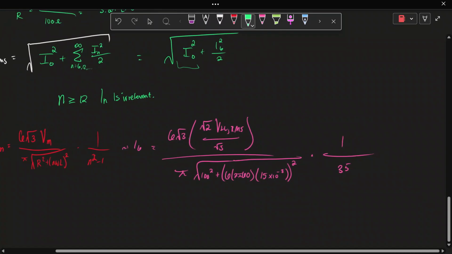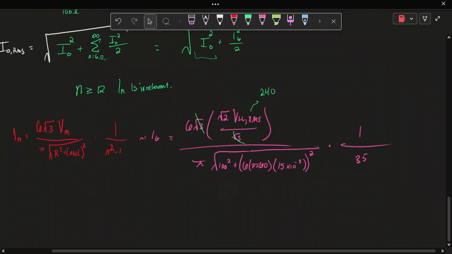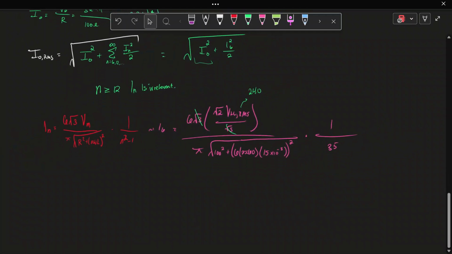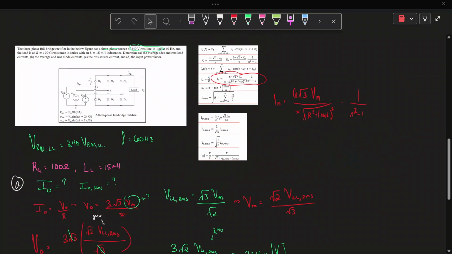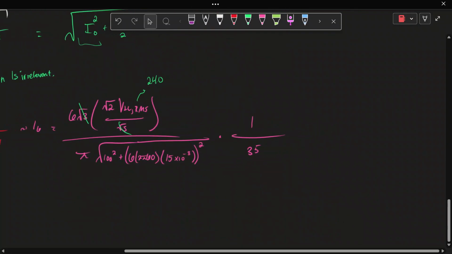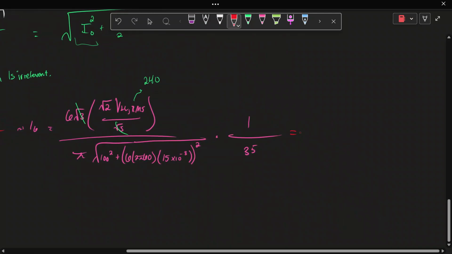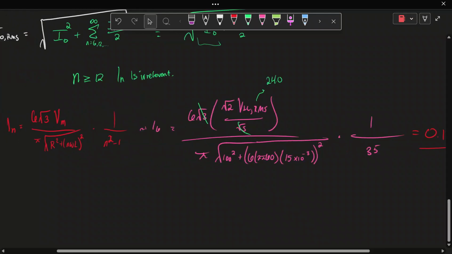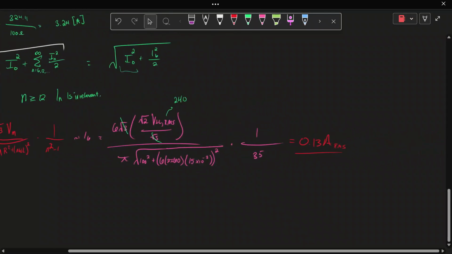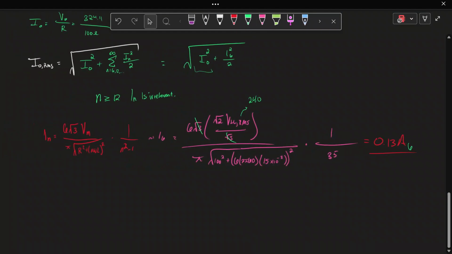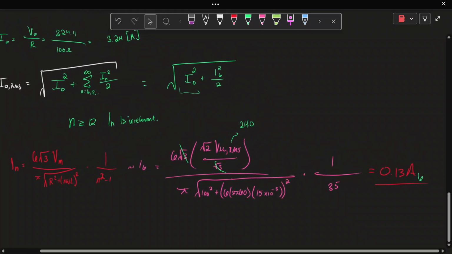And now we can, again, see this square root of 3 cancels. This becomes 240. And we can then plug it into a calculator, and we end up getting about 0.13 amps. All right, so we can let this be 0.13 amps. And this can give you an idea about why we're not going to the 12th harmonic. If we went to the 12th harmonic, we're going to get microamps. We don't need that.